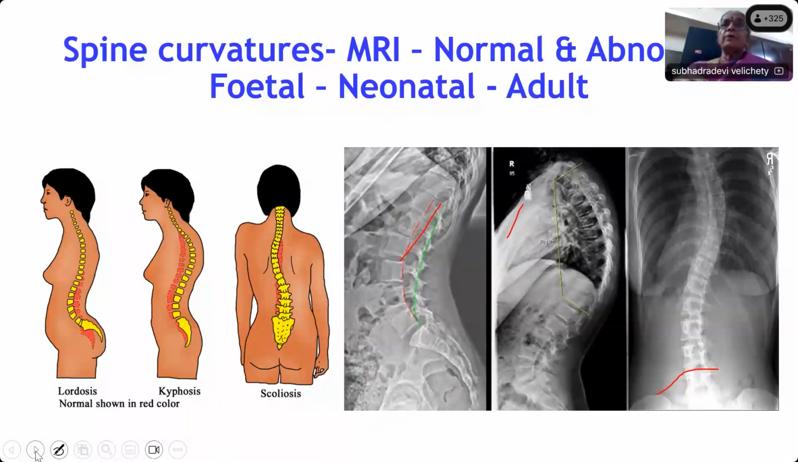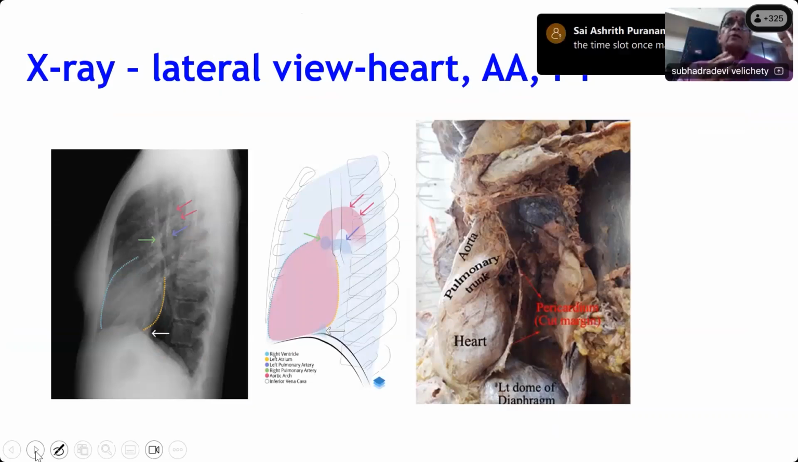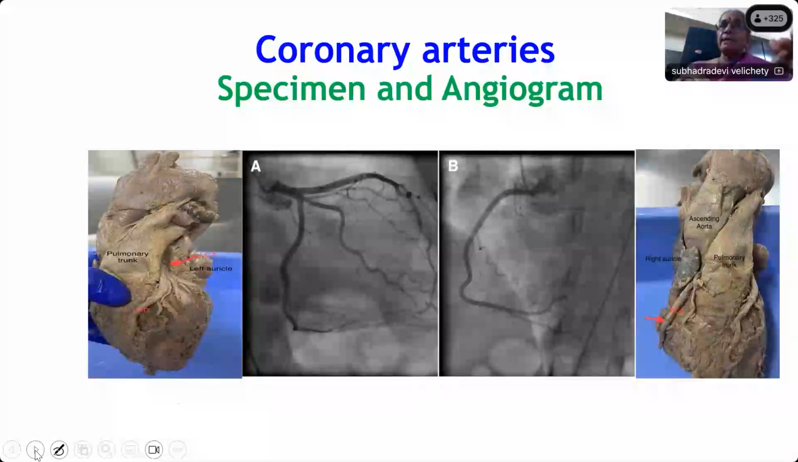Okay, so how you can correlate those things also from that picture, you can learn from it, and you can draw over that film also and take the lateral view of X-ray and the lateral view of the heart specimen, and this also. Okay. Then the same thing, coronary arteries also. This is a dissected specimen and this is the pictures, the CT angiogram, and that also you can correlate with your dissection. This is what I wanted to tell you the same thing.